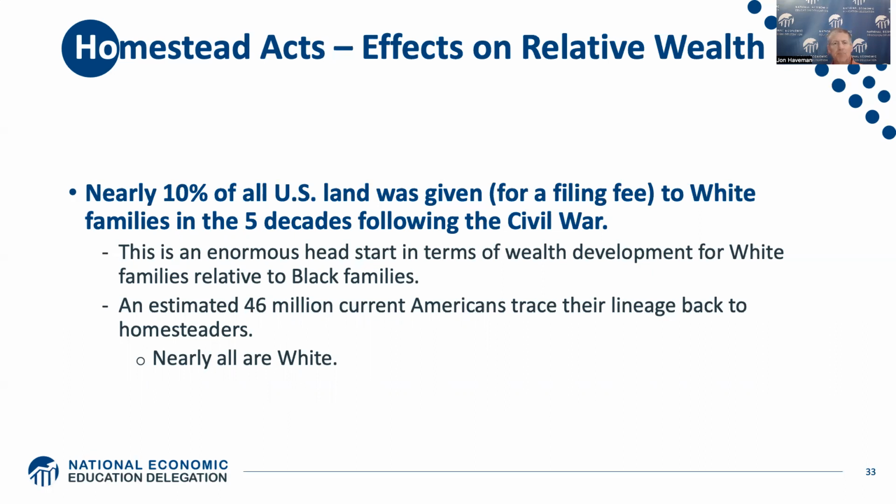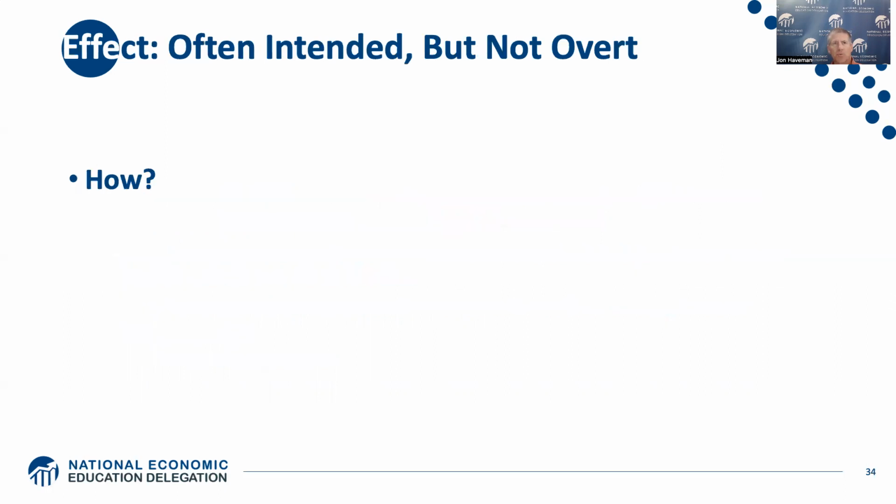How else might laws not be expressly discriminatory, but overtly so? And these are laws, unlike the Homestead Act, which as far as I know was not intended to be discriminatory, but there are lots of other laws on the books that are intended to be discriminatory, but if you just look at them, they don't appear to be so. Right. And so how does that come about?